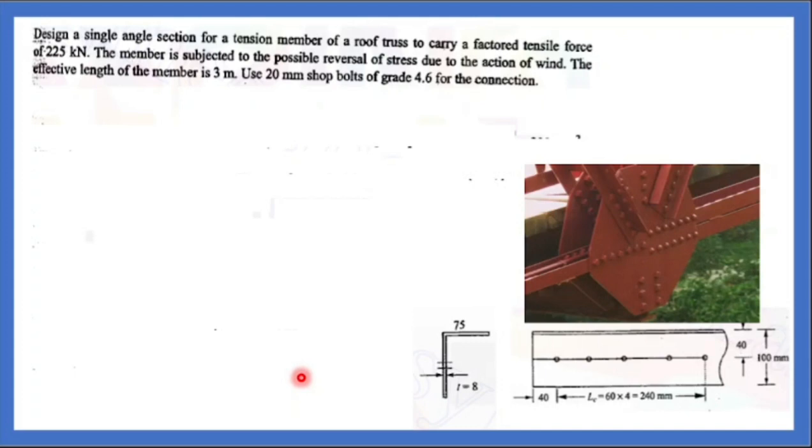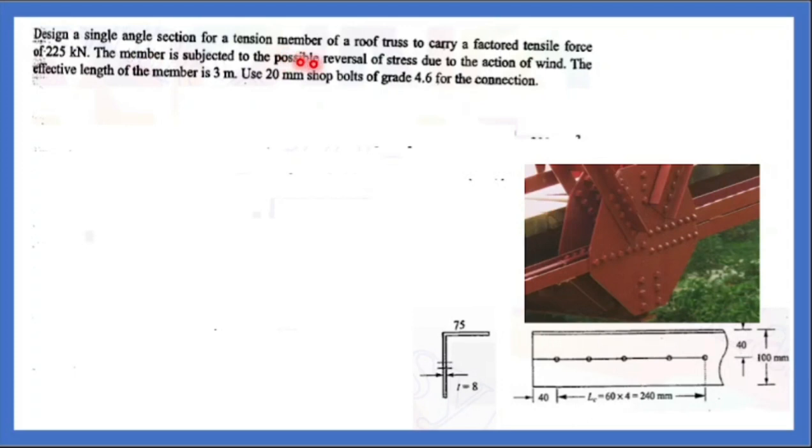Design a single angle section for a tension member of a roof truss. This is a roof truss. You have multiple members which are connected here. Members are connected 1, 2, 3, 4. 4 members you can visibly see and another member is also here. So one of the members is carrying the tensile force in a roof truss. The factored tensile force is 225 kilonewton.